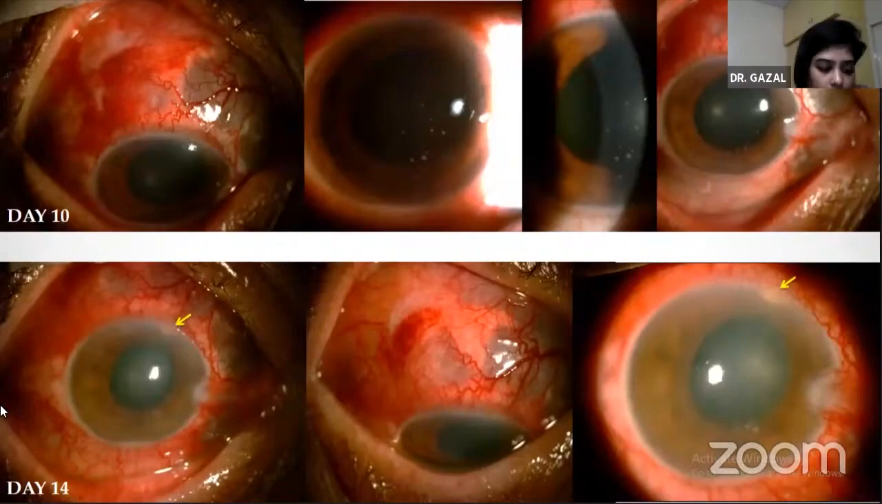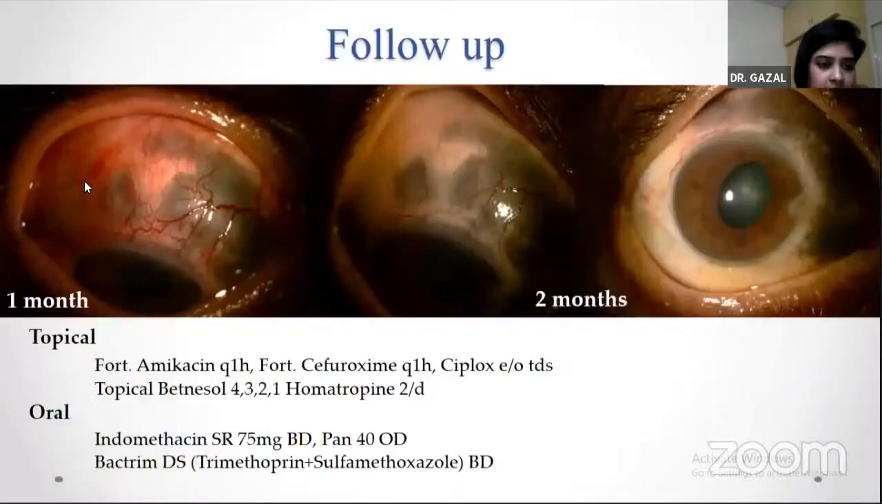At 1 month of follow-up, we can see here there was no pus point, no hypopyon, no keratic precipitates. Only mild inflammation was still persisting, for which topical Betnesol in tapering doses along with homatropine was added to the current regimen. The patient was followed up after 2 months with complete resolution of the inflammation, keratic precipitates, hypopyon and the pus points. However, the vision remained at 6/60 with a high astigmatic error.